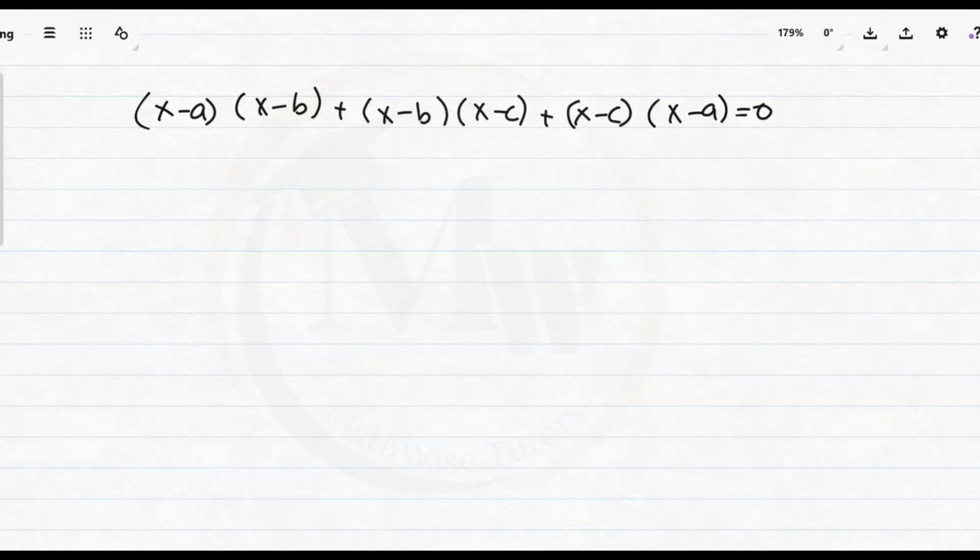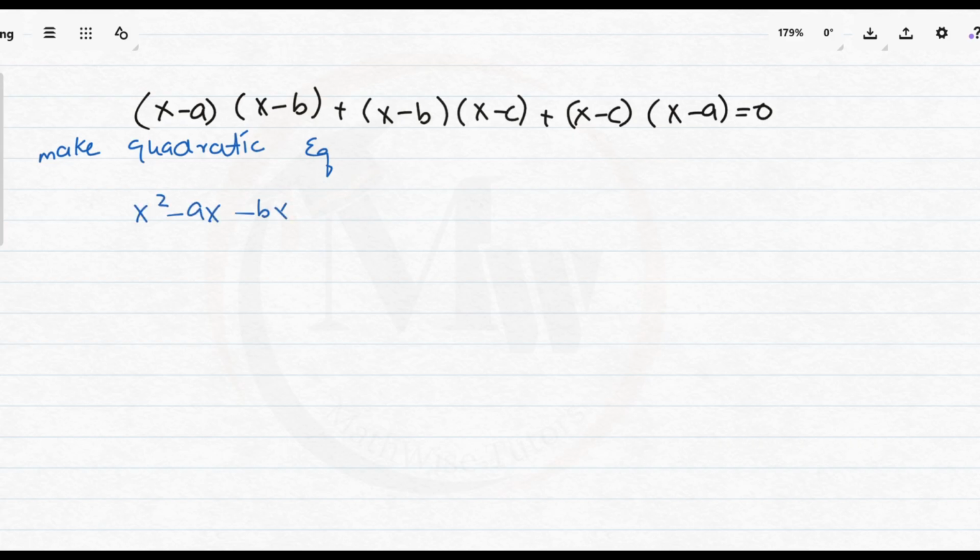Now there is another question which does not look like a quadratic equation. So first we simplify and make it a quadratic equation. Then we can use the quadratic formula. So multiply the factors. It becomes x squared minus ax minus bx plus ab. By multiplying the second two factors, it will be x squared minus bx minus cx plus bc, plus x squared minus cx minus ax plus ac equals 0.